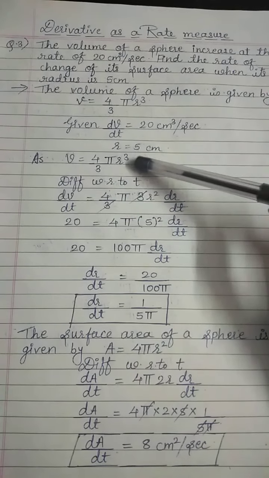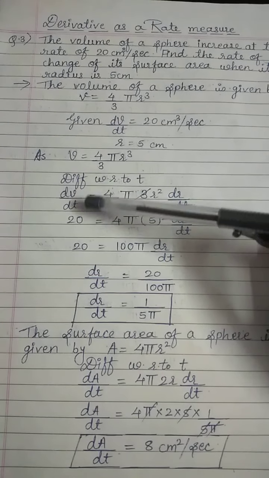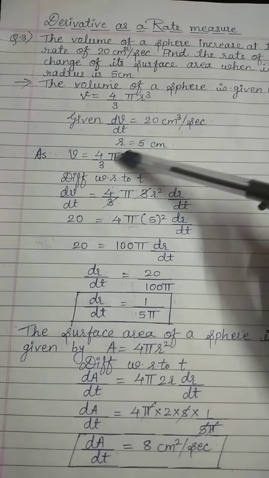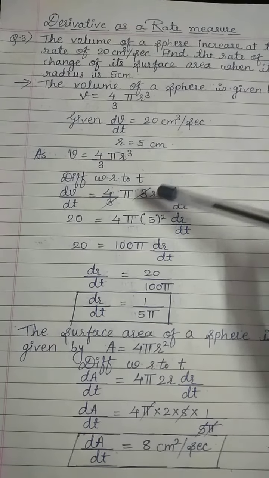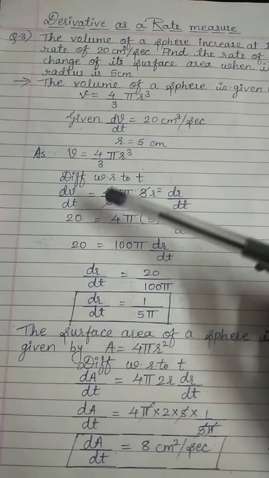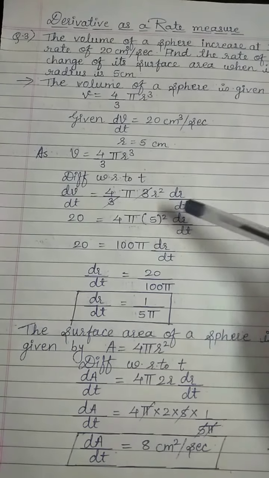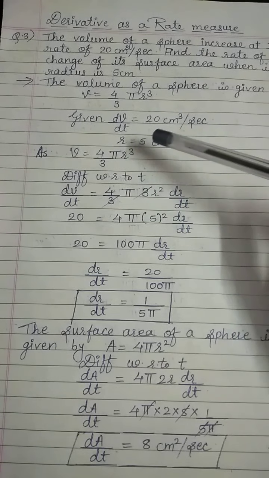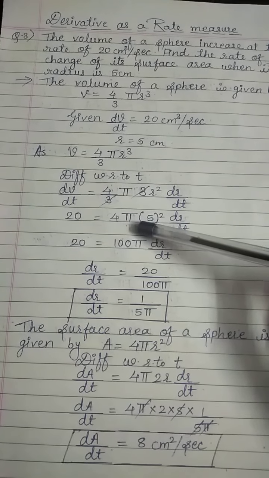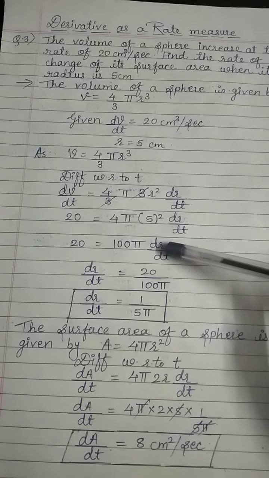Now this formula of volume we will differentiate with respect to t. So we will get dV by dt is equal to 4 by 3 pi, derivative of r cube with respect to t, that is 3r square dr by dt. Now 3 gets cancelled. In place of dV by dt we will substitute the given value as 20, and in place of r we will substitute the given value as 5. So we will get 20 is equal to 4 pi into 5 square dr by dt. So 20 is equal to 100 pi dr by dt.